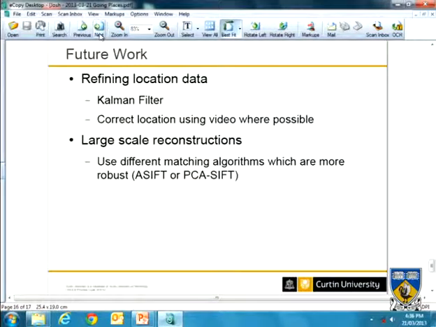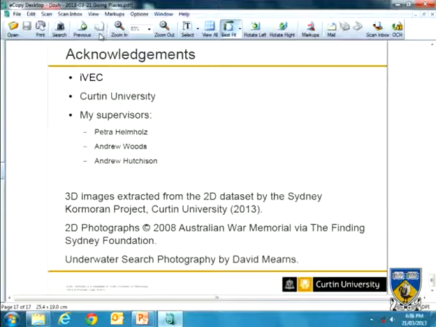So from here, there is some more work that we aim to do: refining the location data, maybe using a combination of the location data and the video, and then work on some more large-scale reconstruction using some more robust algorithms. That's it. Thank you.